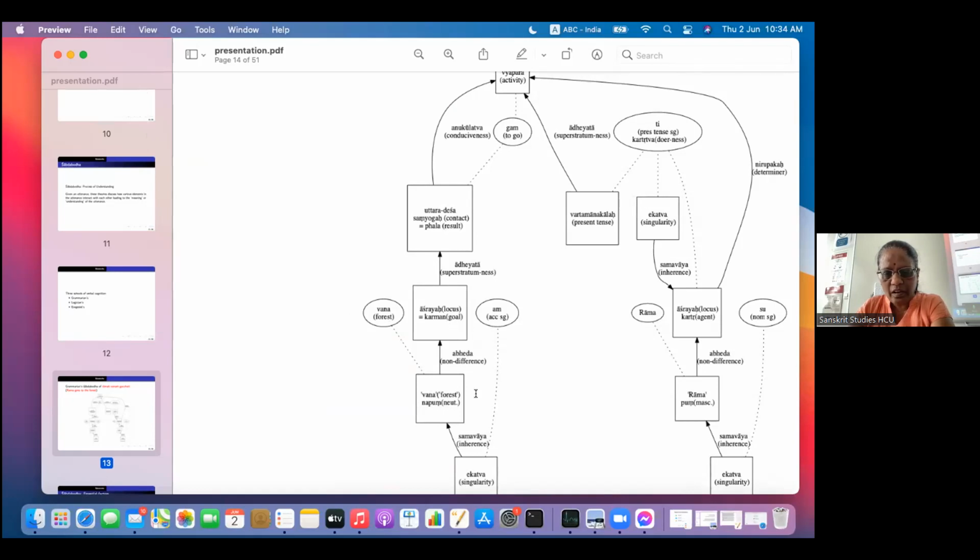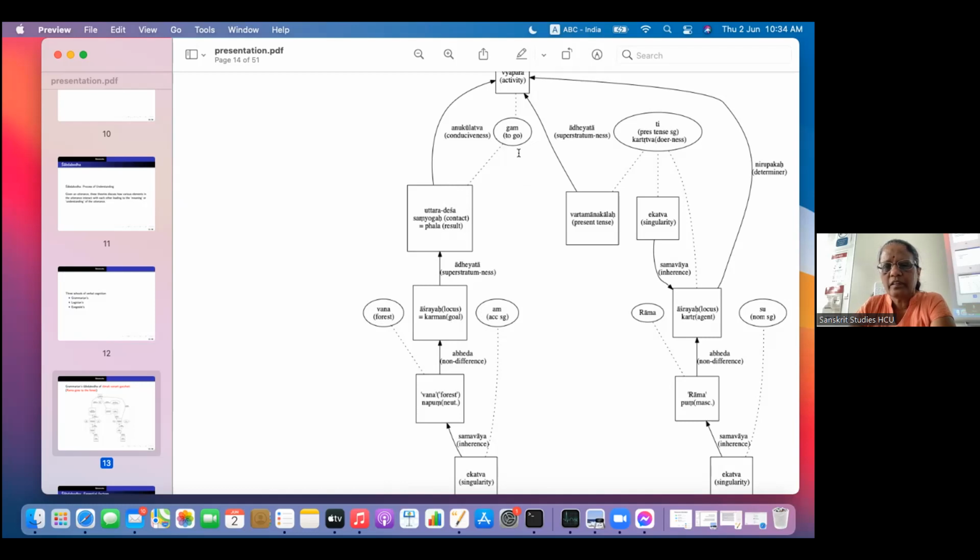So this Ramaha, the word Ramaha consists of two parts. One is Rama, which is the stem, and Su, which is the suffix. Vanam also has two parts. Vana, which means forest, and Am is the suffix which stands for accusative singular. Su stands for nominative singular.